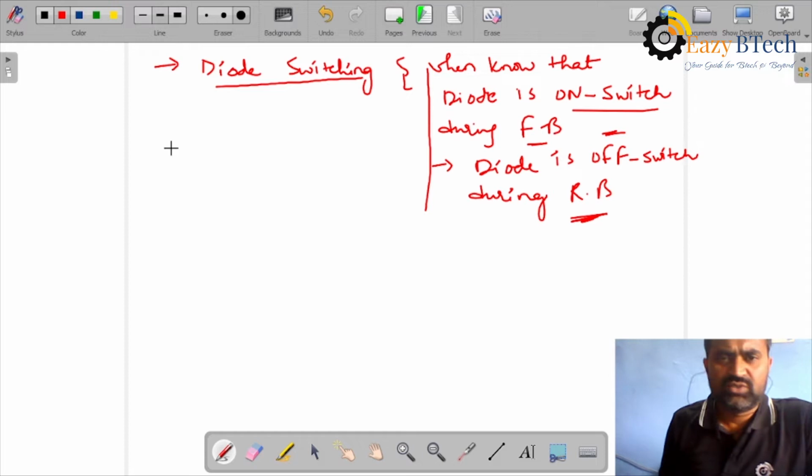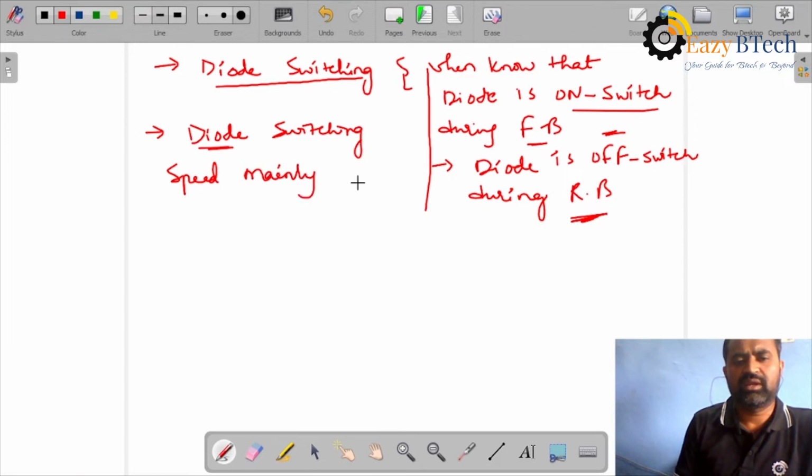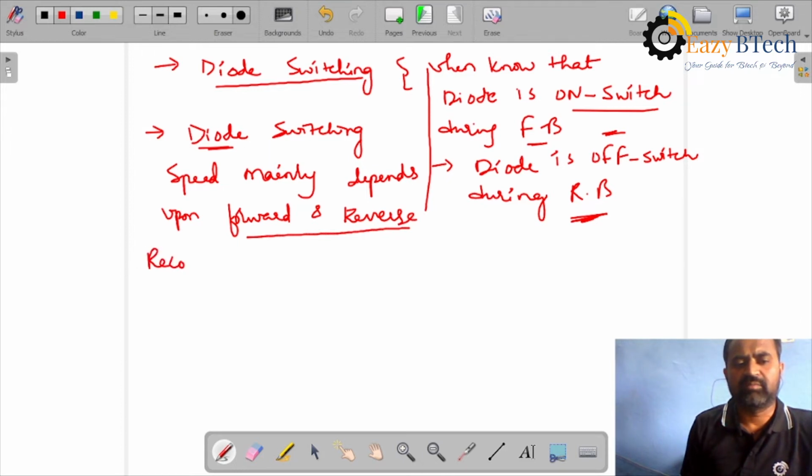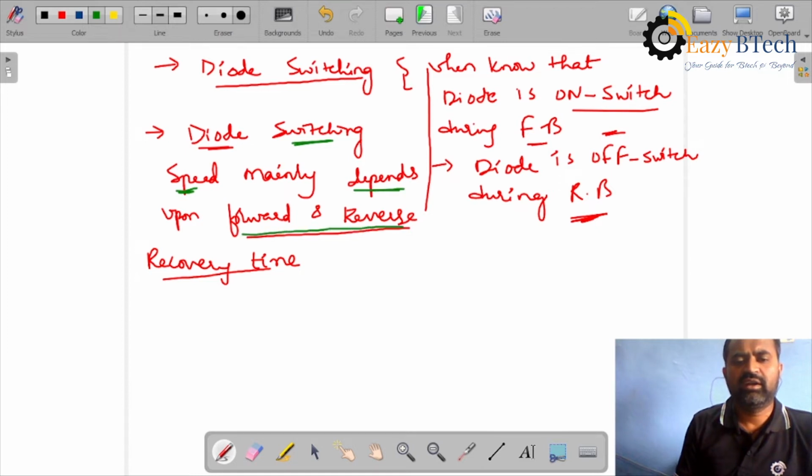Now, diode switching speed. Diode switching speed mainly depends upon forward and reverse recovery time. Okay, students, listen here. Diode switching speed mainly depends upon forward and reverse recovery time.